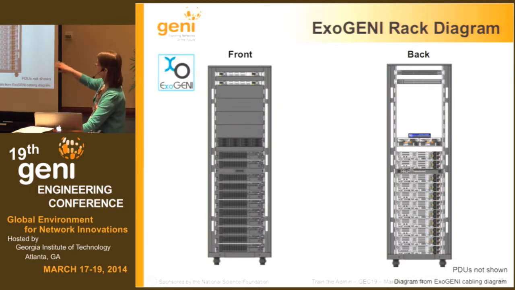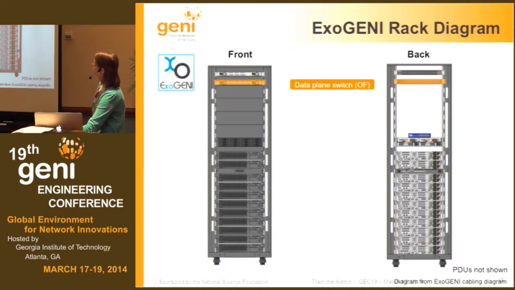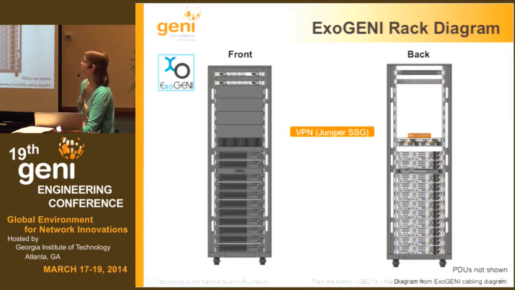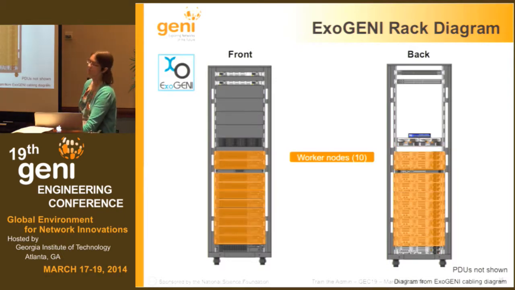So again, front is on the left and back is on the right. And so again, they have a control plane switch and an OpenFlow data plane switch. Then there's a VPN box so that the EXOGENI folks can get in and manipulate the rack. There's an iSCSI storage. You'll notice that's something that the InstaGENI racks don't have. Then there's these 10 worker nodes, which are the compute nodes, the resources that you get when you reserve things.